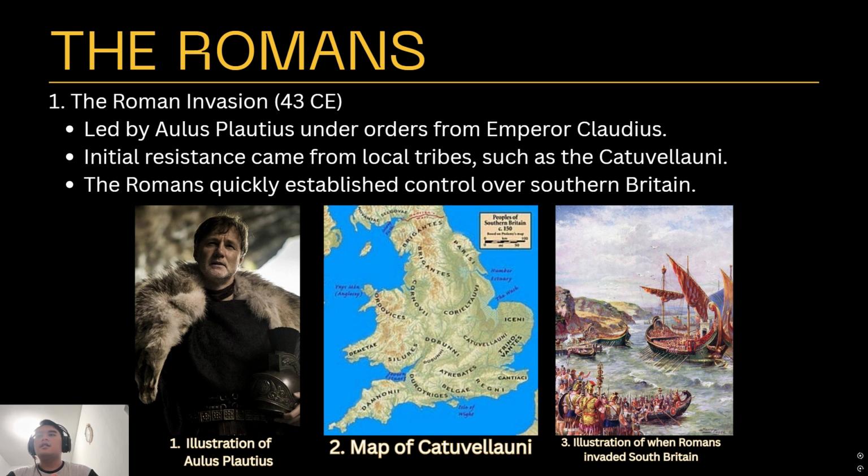The first image is the illustration of Aulus Plautius, and the second image is the map of the Catuvellauni. And the third image is an illustration of when the Romans invaded southern Britain.